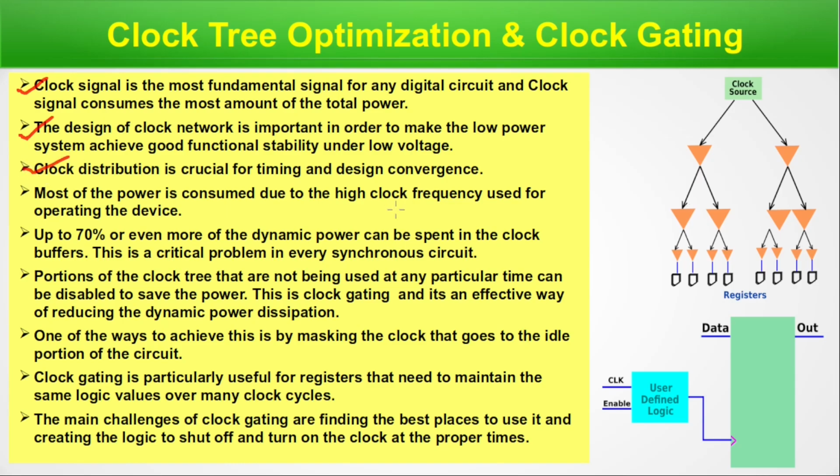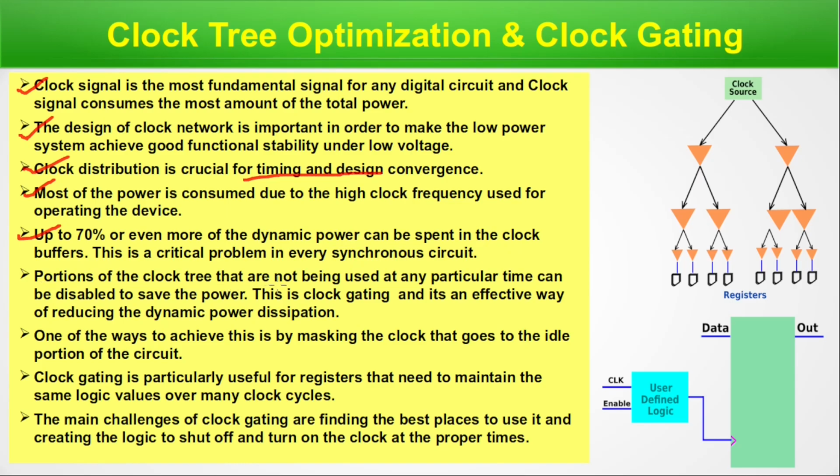Clock distribution is crucial for timing and design convergence. That is also another point. How that clock signal is distributed is critical for timing and design convergence. Now, most of the power is consumed due to the high clock frequency used for operating the device. Up to 70% or even more of the dynamic power can be spent in the clock buffers. This is a critical problem in every synchronous circuit. Just think, 70% or even more of dynamic power spent in the clock buffers.